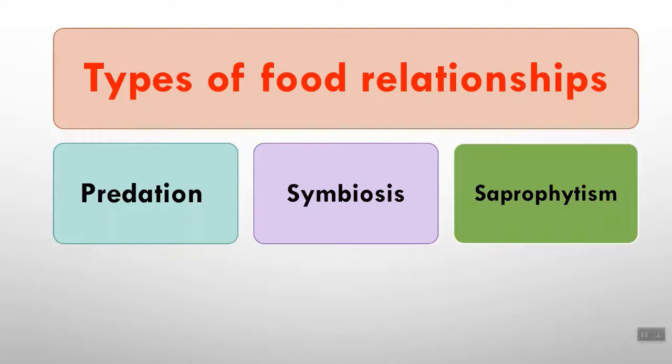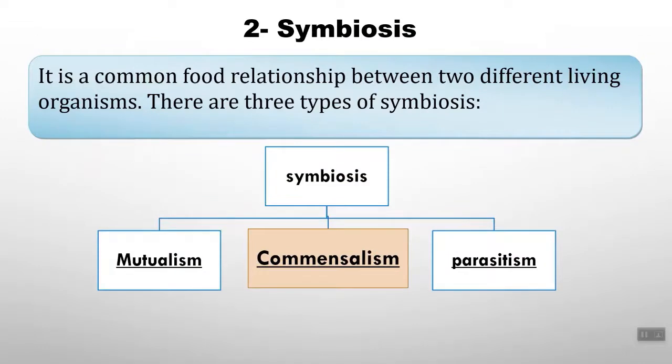Number two, the symbiosis. What is the symbiosis? The symbiosis is a common food relationship between two different living organisms. And there are three types of symbiosis: mutualism, commensalism, and parasitism. And we will explain the meaning of each one, and we will take examples on them.